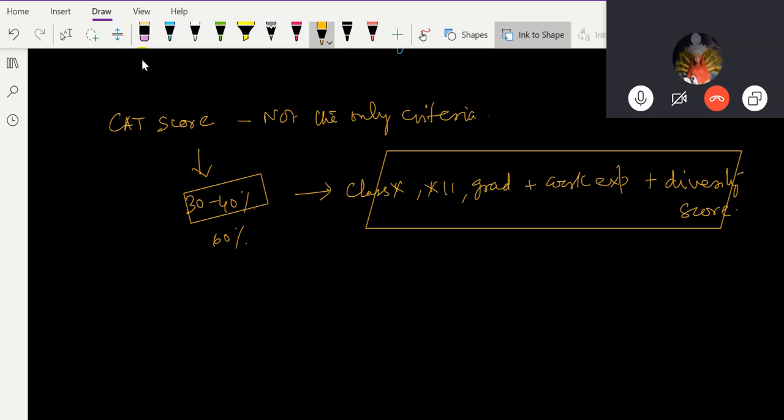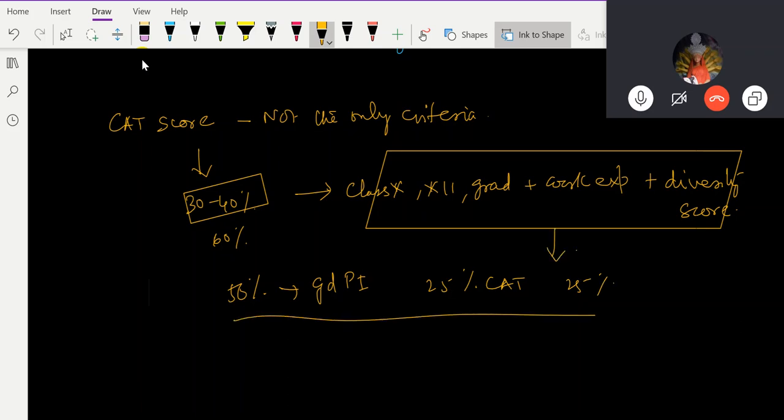And after the GDPI level, in the final evaluation, 50% is from GDPI and 25% is from CAT score, and the rest 25% is all of this. So this is the final scoring sheet.